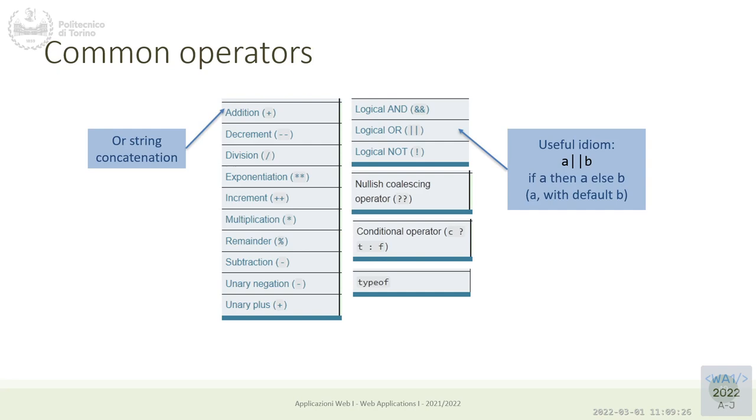Okay, these are normal operators: plus, minus, increment and decrement, nothing new. We have the ternary operator, the conditional operator. But you may remember it from C, where they told you don't use it because it's confusing. It exists in Java, they told you don't use it because it's confusing. It exists in JavaScript, where we are telling you don't use it because it's confusing, but you will use it a lot, okay?